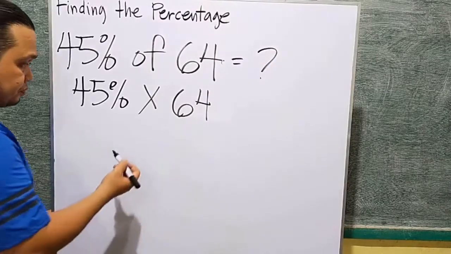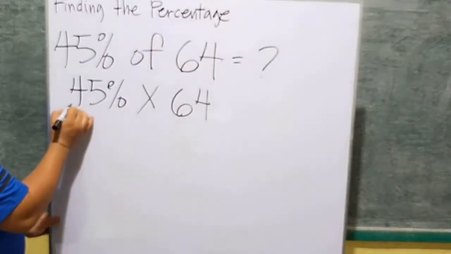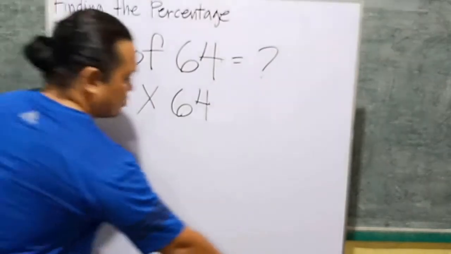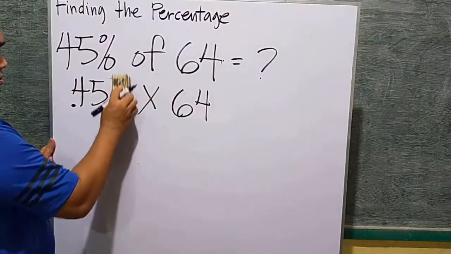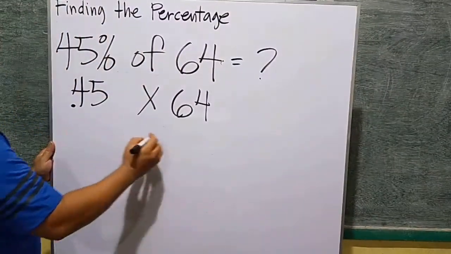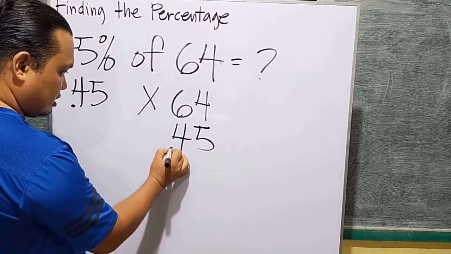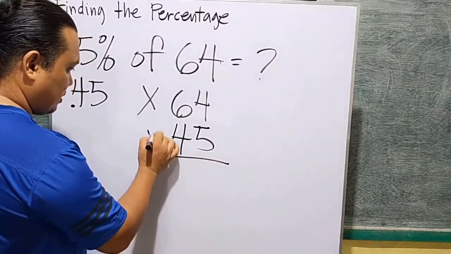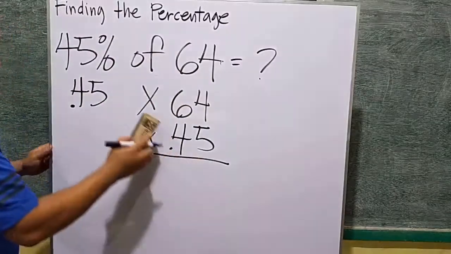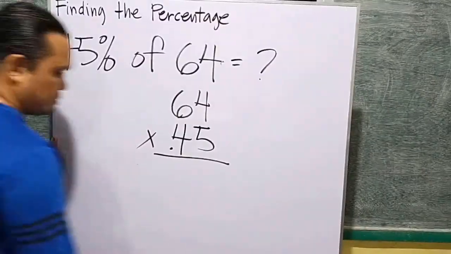multiply. So just 2 steps to the left. 1, 2, decimal point here. Drop the percent sign. So we can now multiply 45 here. Arrange them vertically. Decimal point here. Multiply. That will be our solution.